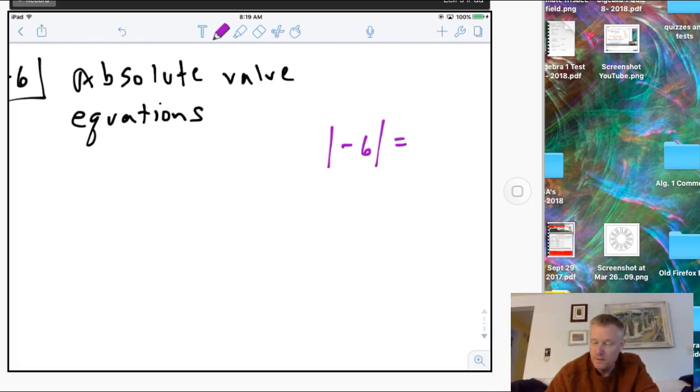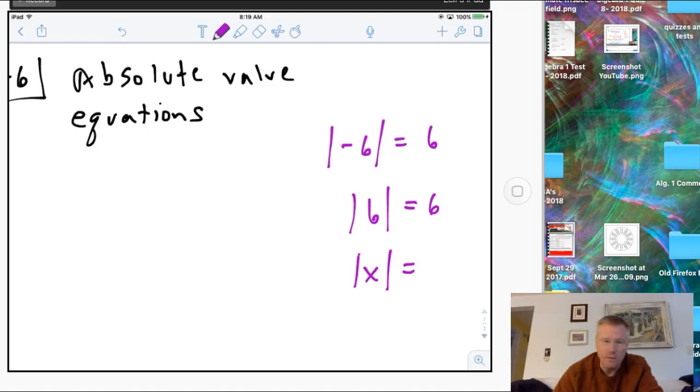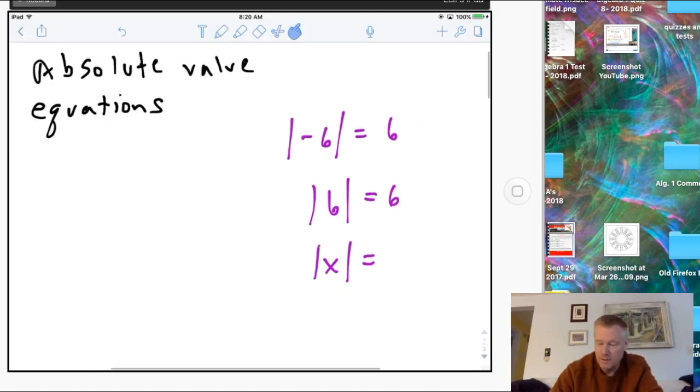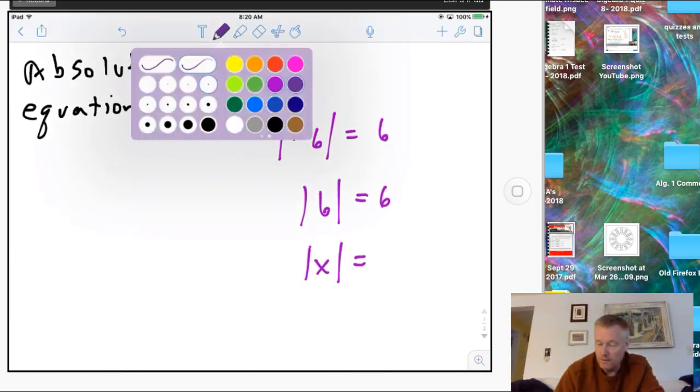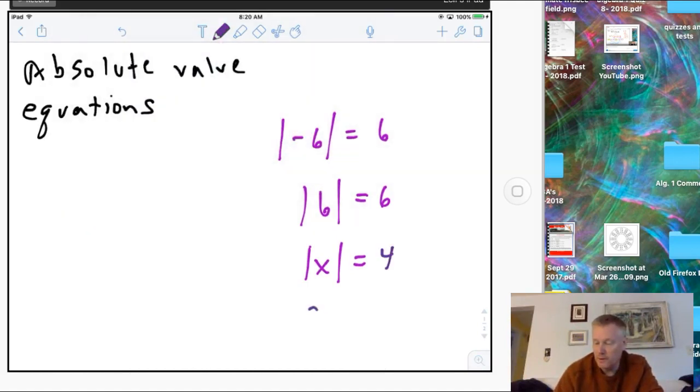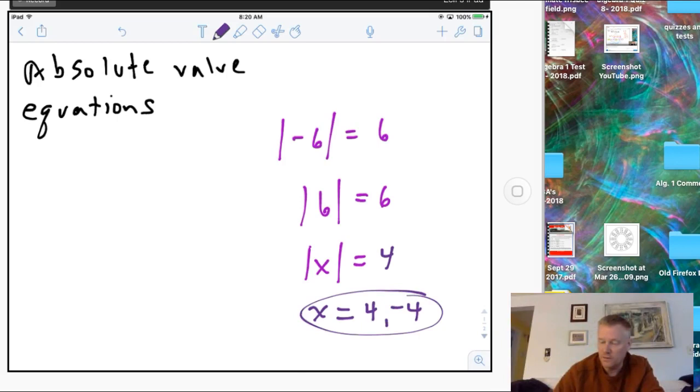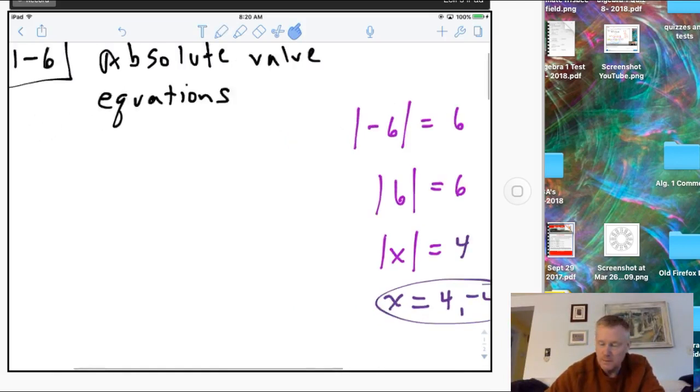If I took the absolute value of -6, that would be +6. If I took the absolute value of +6, that's also 6. Don't change it to negative. All right. Now, the idea is when I have an absolute value of a variable, there's actually two answers that I can plug in there, right? If I told you the absolute value of x was 4, that would mean x could be two things. It could be 4 or it could be -4. So it's got two answers for that. So that's the basics of absolute value.